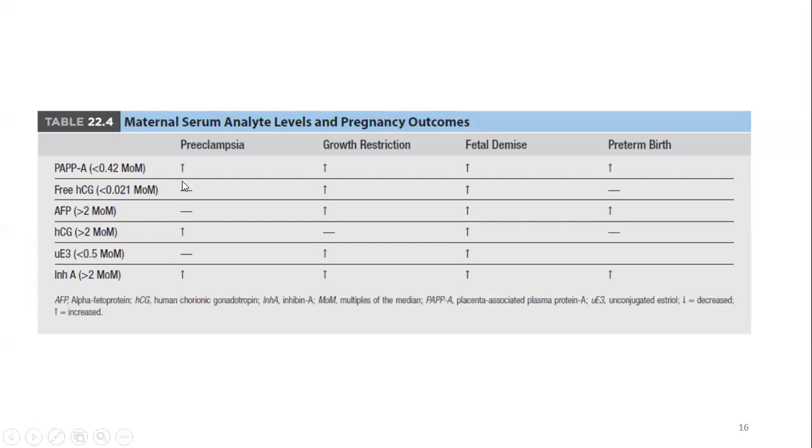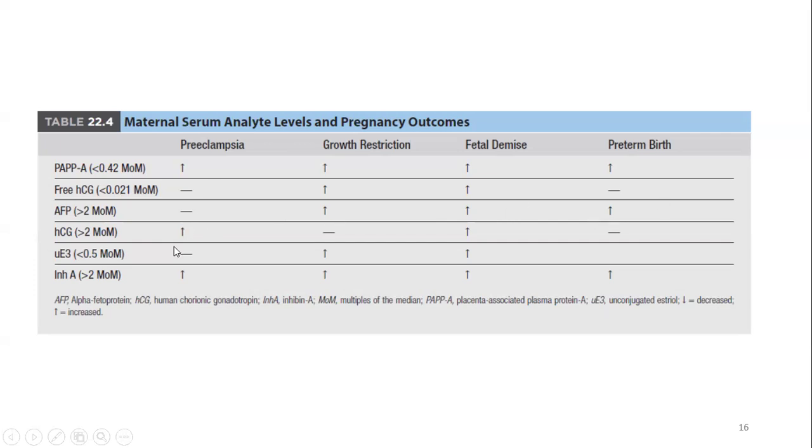If the PAPP-A level is very low, less than 0.42 MoM, then there is increased risk of preeclampsia, growth restriction, fetal demise, and preterm birth. If the free HCG is also very, very low, less than 0.021, there is again increased risk of growth restriction and fetal demise. If the alpha fetoprotein is very high, more than 2 MoM, then there is increased risk of growth restriction, fetal demise, and preterm birth.